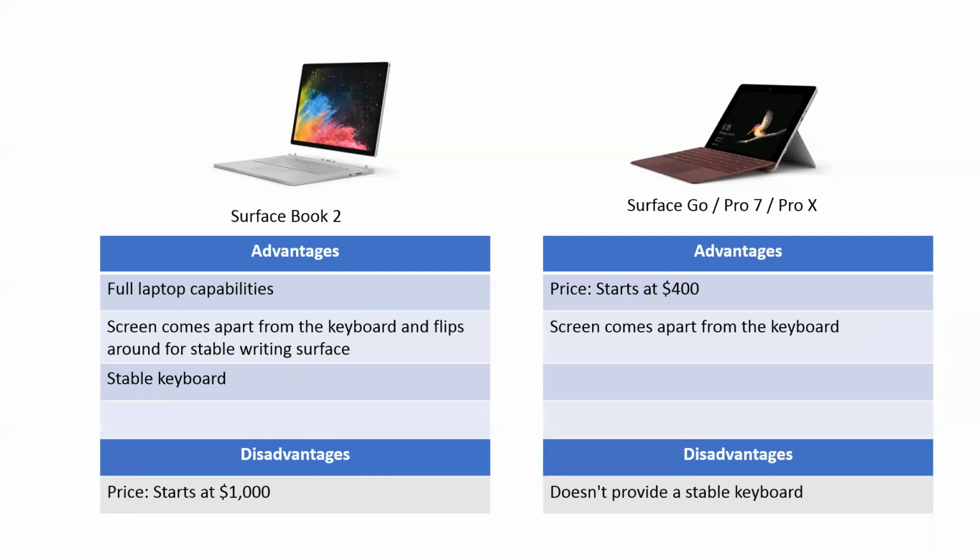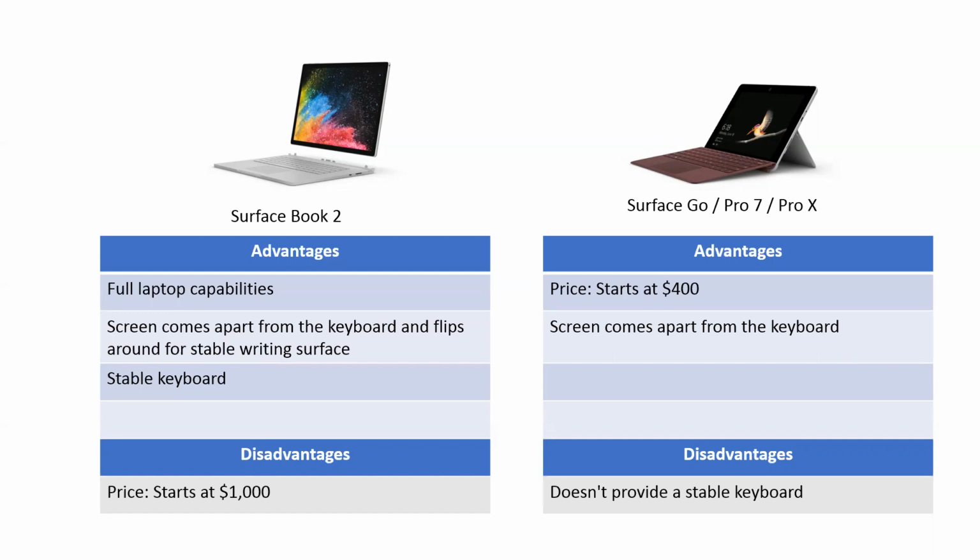And the Surface Go, Pro 7, and Pro X are basically all the same, just with different amounts of memory, speed, etc. So let's start by talking about the one on the left-hand side of your screen, which is the Surface Book 2. The thing I love about the Surface Book is that the screen comes off of the tablet. And actually, you can use it without a keyboard being attached to it.